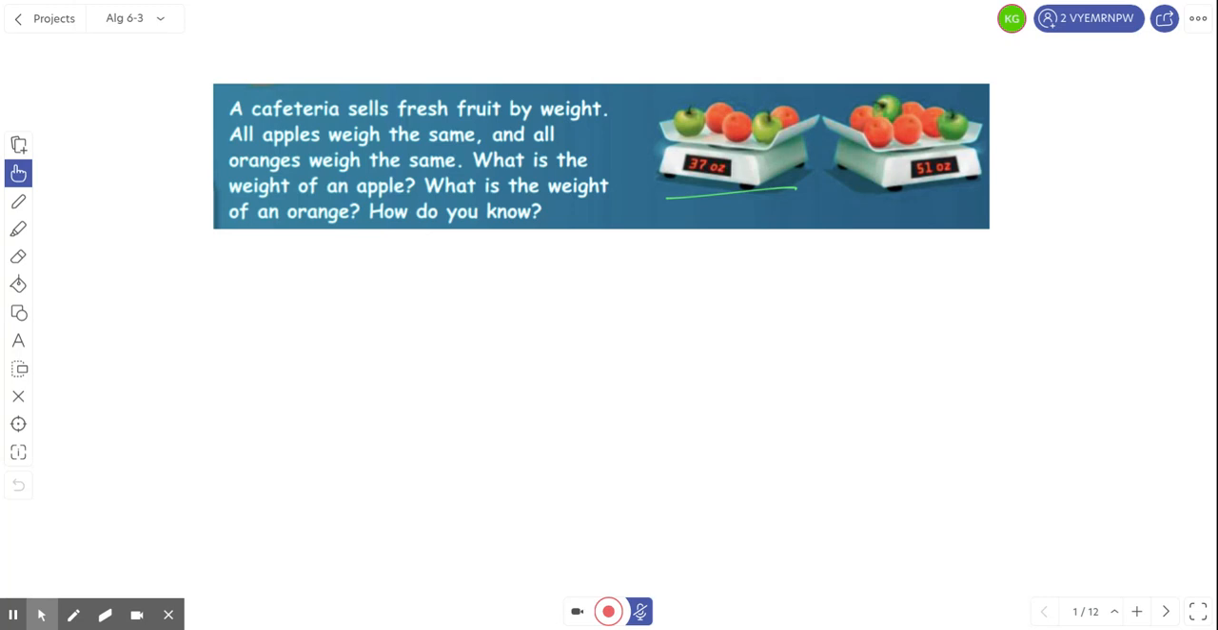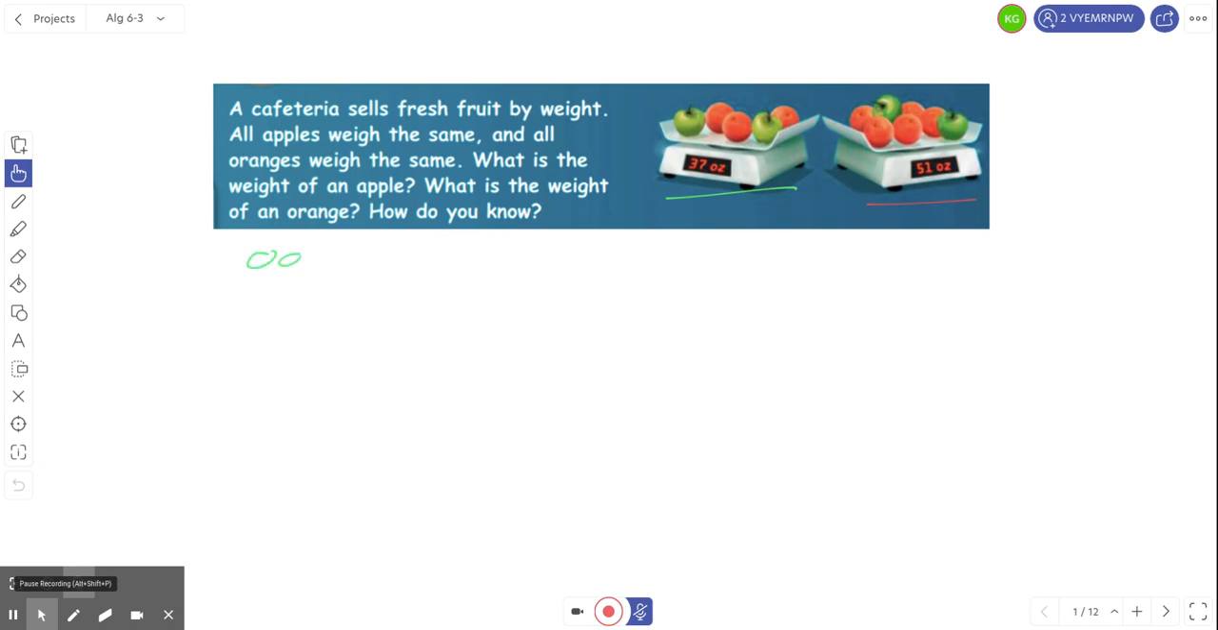Okay, hello. We are learning to solve using elimination. So, let's look at how we do that, and we're going to use this little fruit problem here to figure it out. All right, so on this scale on the right, I've got 5 oranges and 2 apples.